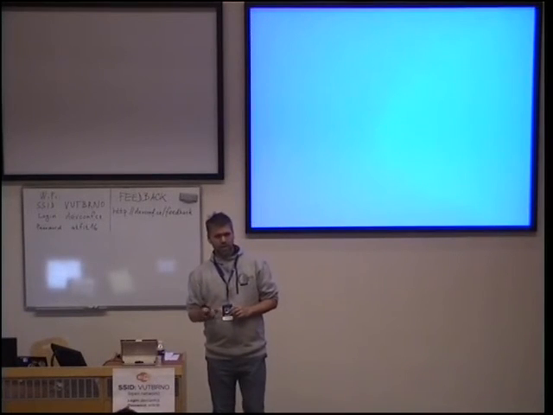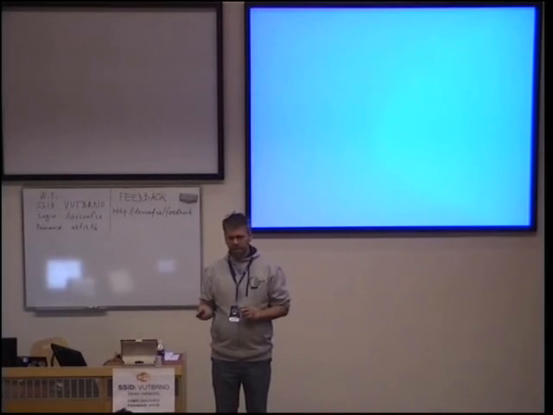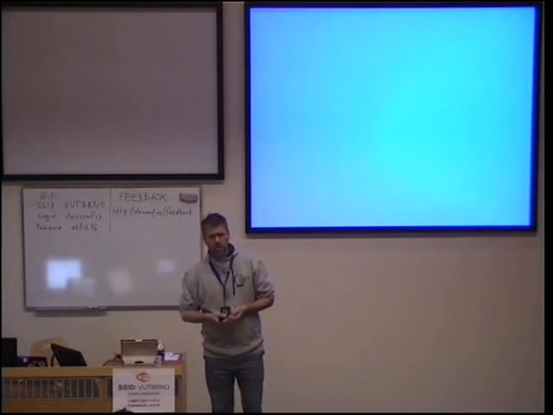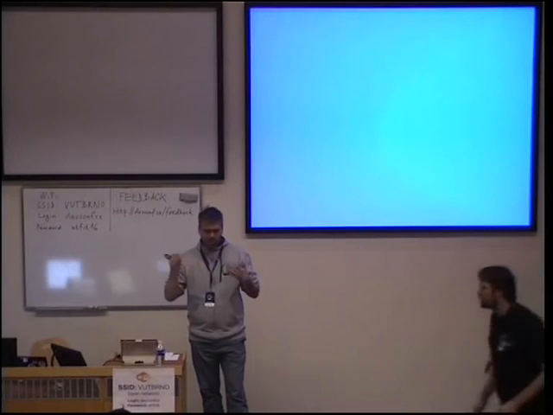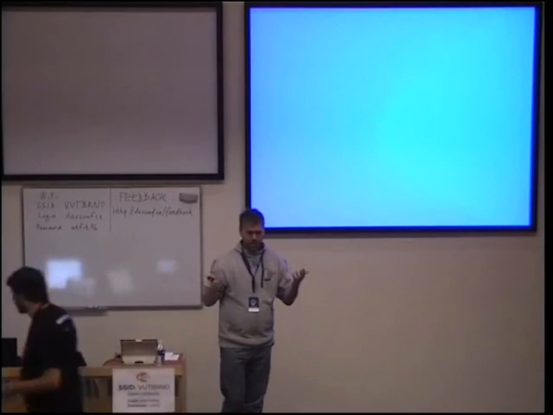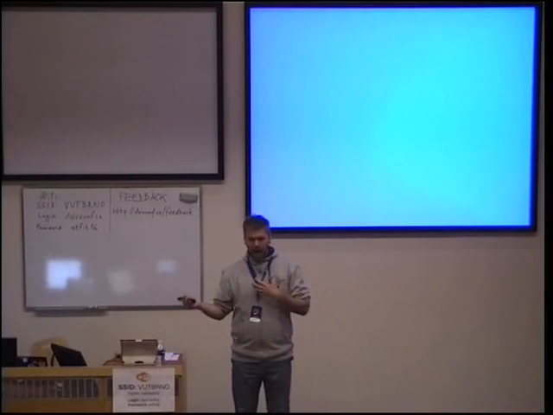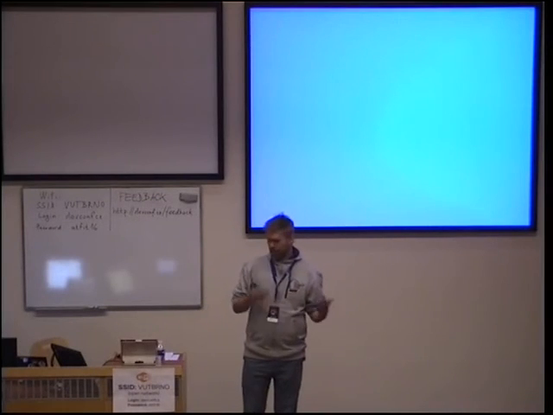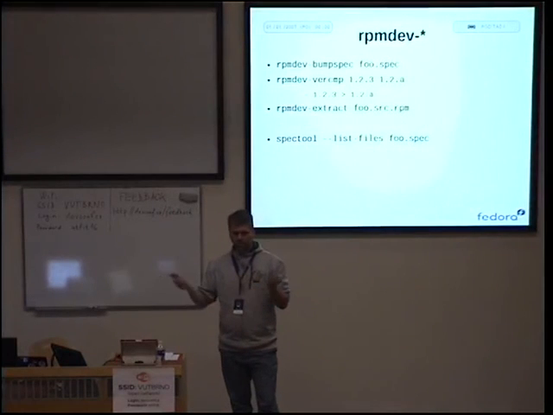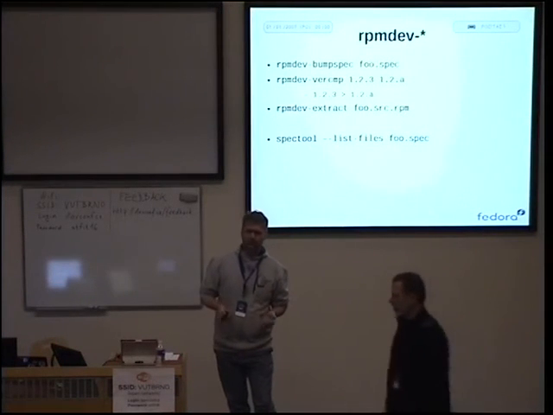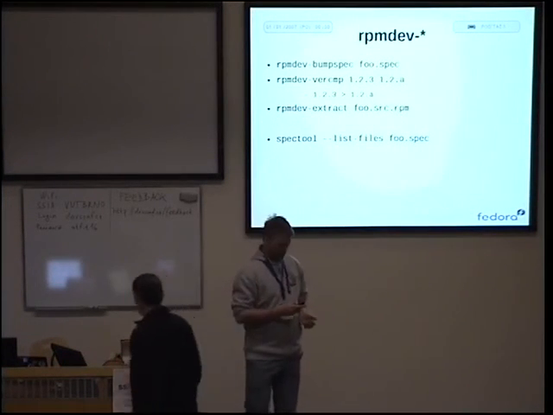rpmdev-vercmp compares versions, so when you struggle to know which version, which includes tilde or some other obscurities, is higher and which is lower, then run that and pass them as arguments, and it will tell you which one is higher from RPM point of view.